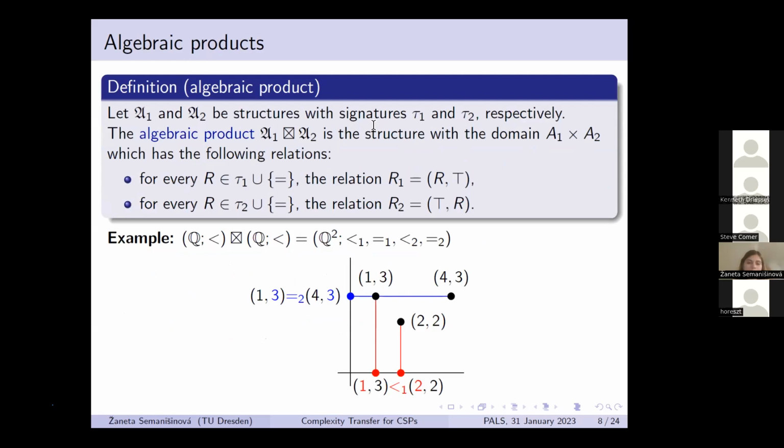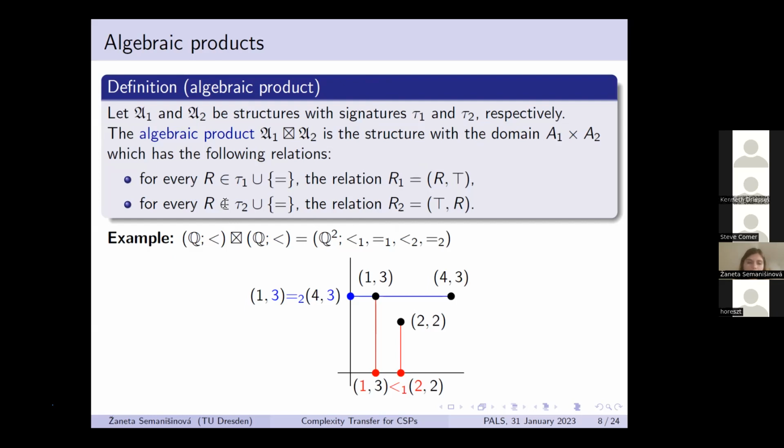That's just a handy construction where these kinds of structures with coordinate-wise relations just naturally arise. So if you have two structures, and in general they could have different signatures, the algebraic product is the structure that has product domain, and for every relation from the first signature plus the equality, you have this coordinate-wise relation. So just obey the rules in the first coordinate and do whatever you want in the second. And similarly, of course, for the second signature.